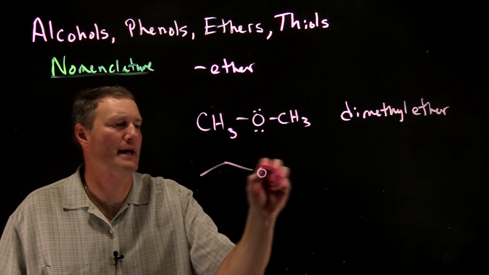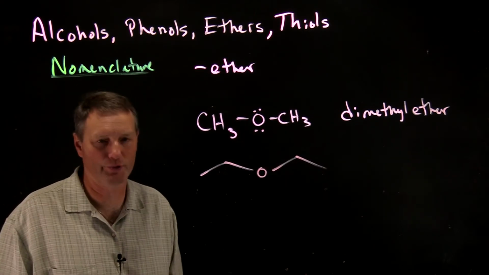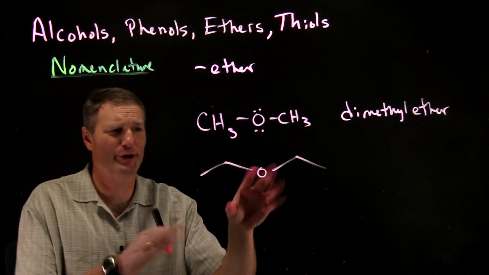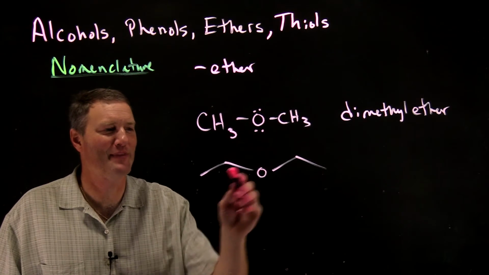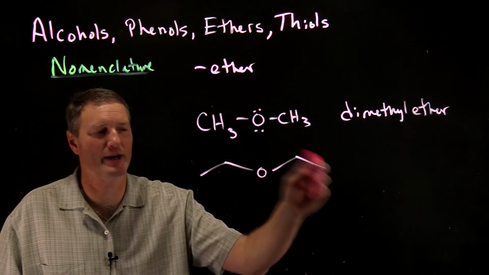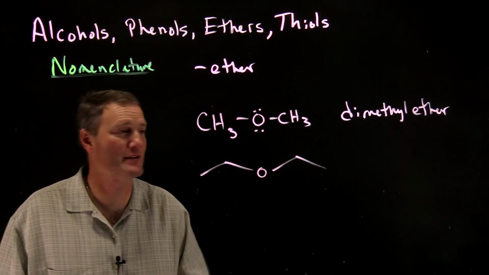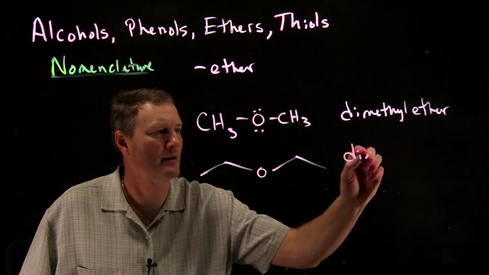Let's do another one like that one. Now we'll use our line angle drawings. Looks kind of like a bird almost with oxygen in the middle. This molecule, again, has 2 symmetric substituents coming off it. This is called diethyl ether.